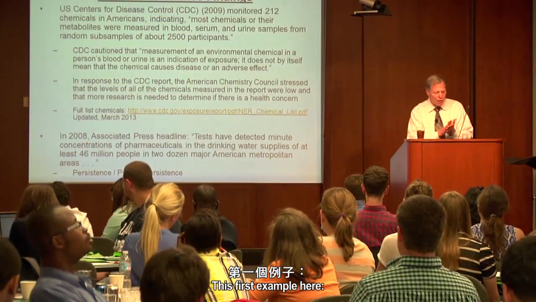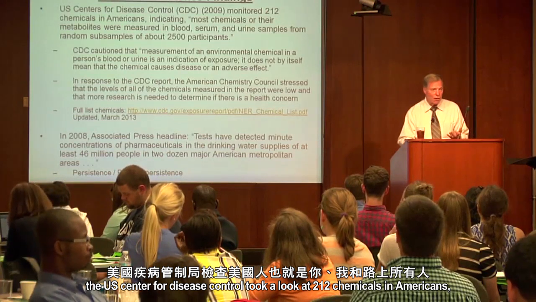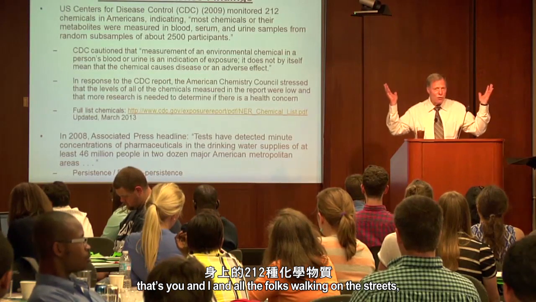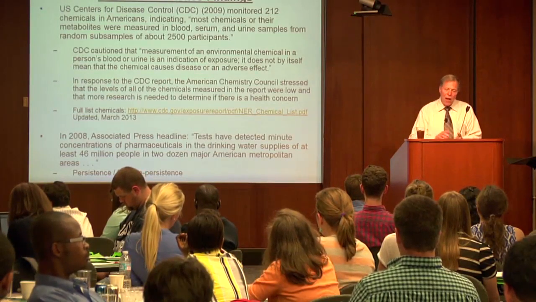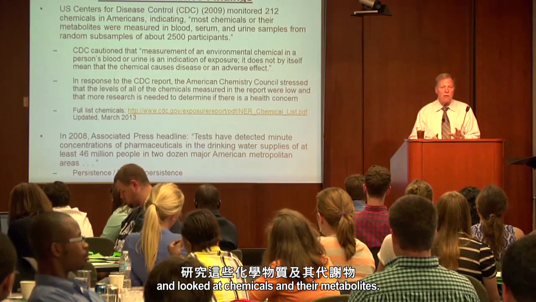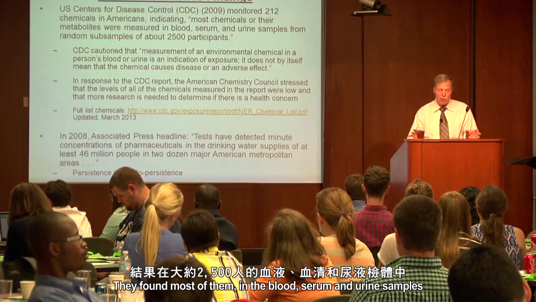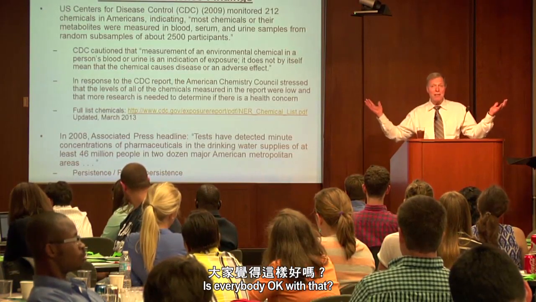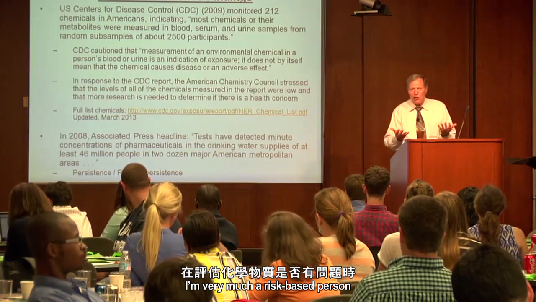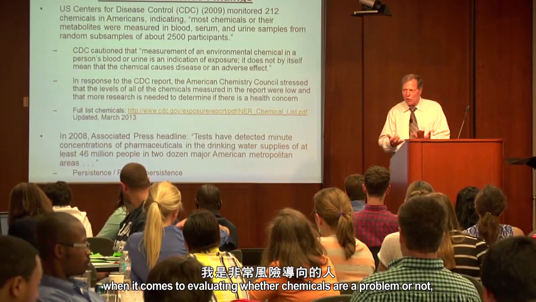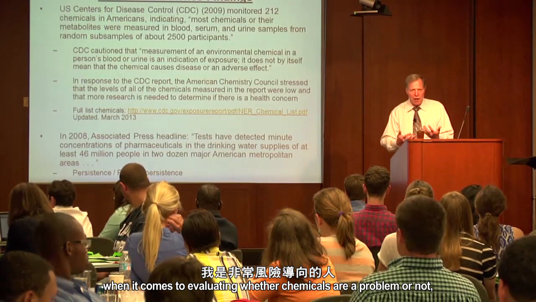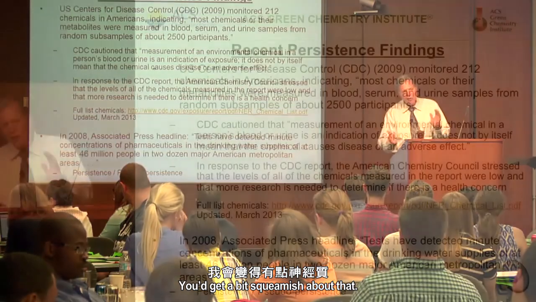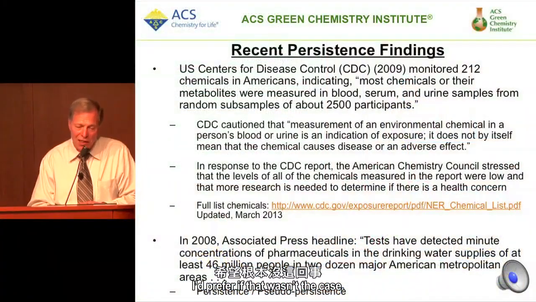So this first example here, the U.S. Centers for Disease Control took a look at 212 chemicals in Americans. That's you and I and the other folks you see walking around on the street out there today, and looked at chemicals and their metabolites and found most of them in the blood, serum, and urine samples from about 2,500 individuals. Everybody okay with that? Well, I'm very much a risk-based person when it comes to evaluating whether a chemical's a problem or not. But I have to say, if somebody said, are you okay with your kids having this burden of chemicals? You get a little squeamish about that. I'd prefer that that wasn't the case.